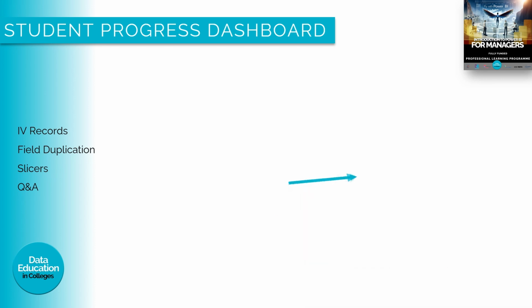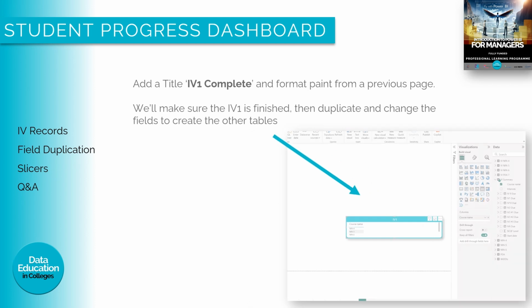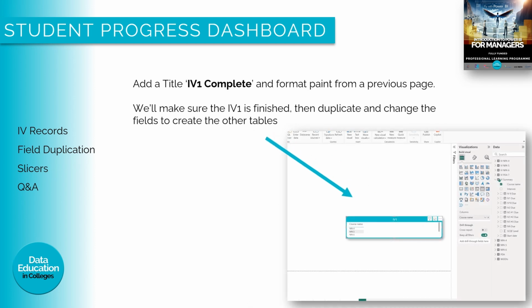So we'll create a new page called IV Records and add a table with the field course name from the summary table because we're going to connect them all together. And we want the table to be 150 height by 515 width. Add the title, IV1 complete, and format paint from the previous page. We're going to make sure this one's absolutely spot on and then duplicate it and just change the fields.